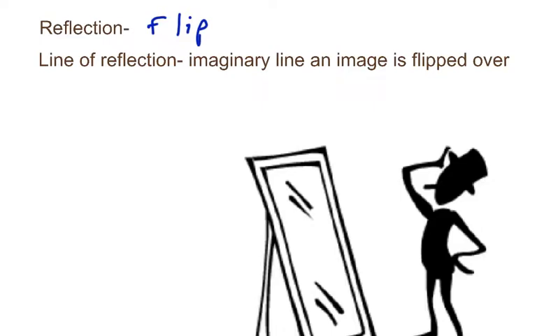So a reflection is a flip. That's why when you look in a mirror and you see your right eye, it really looks like your left eye, doesn't it? It's kind of backwards or flipped from where it normally is. All right, and then a line of reflection is just an imaginary line an image is flipped over. Or in this case, a pre-image would be flipped over. The image is what comes afterwards.